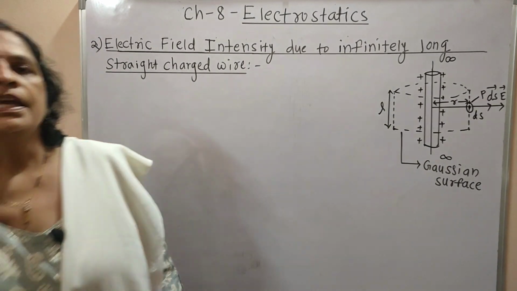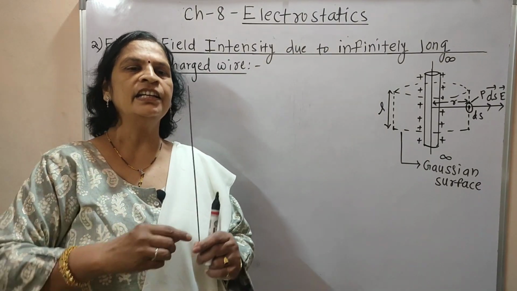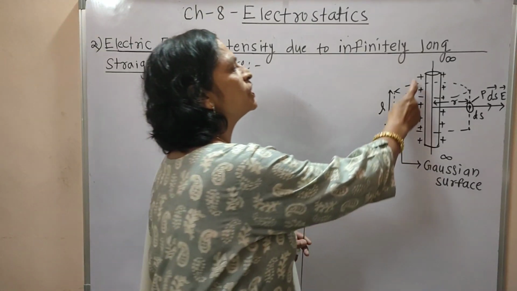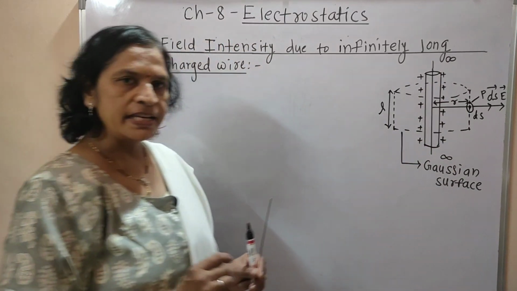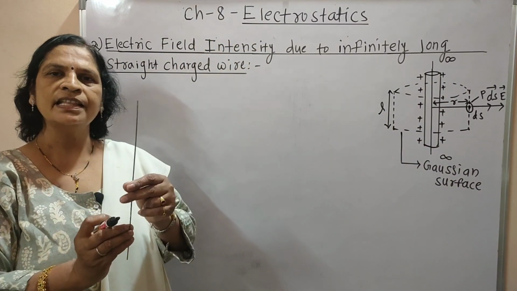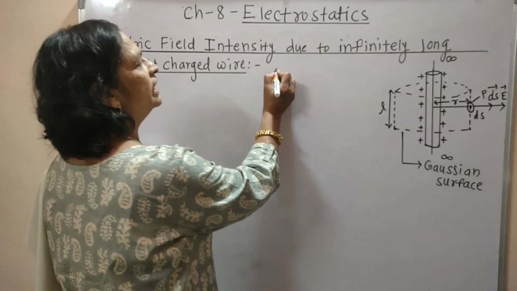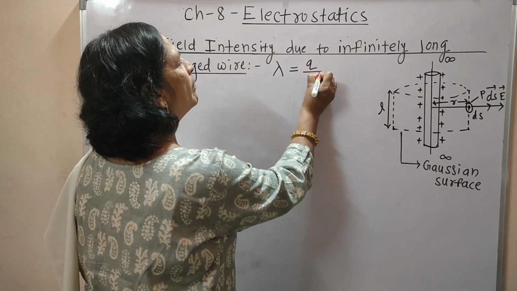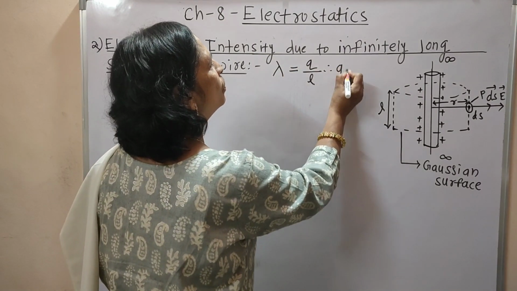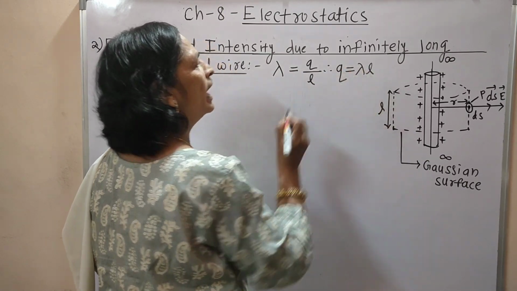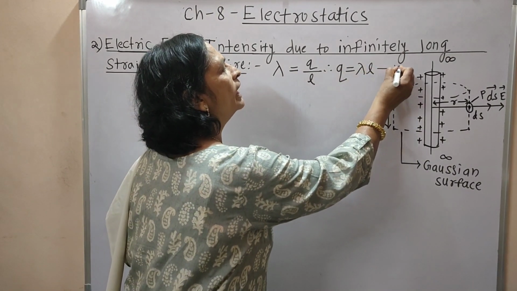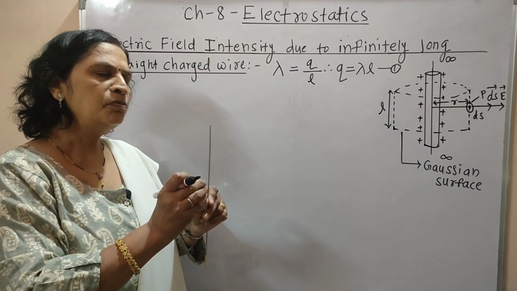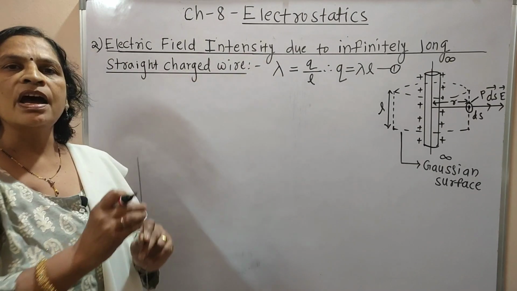Consider an infinitely long straight charged wire, meaning a charge is supplied to that wire. We know that if the length is L, then the linear charge density is denoted by lambda, that is Q divided by L, and therefore charge Q is equal to lambda into L. Understood? This is equation number 1, and lambda is the linear charge density of this infinitely long straight charged wire.